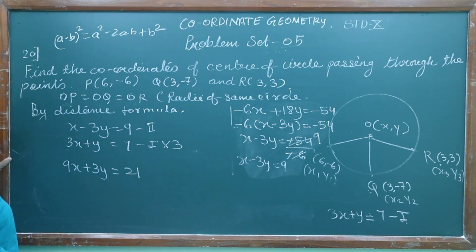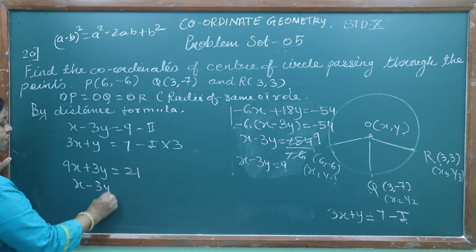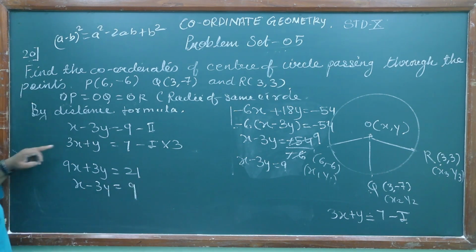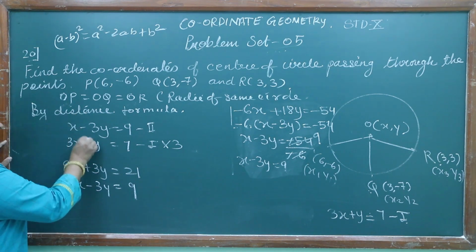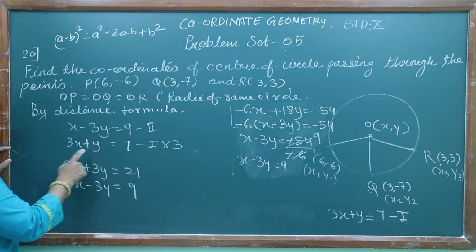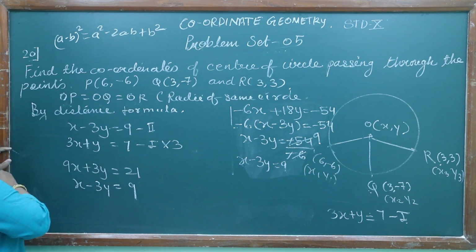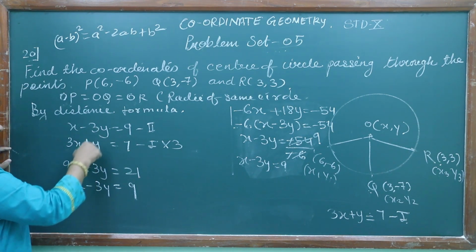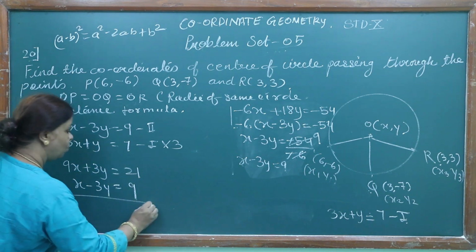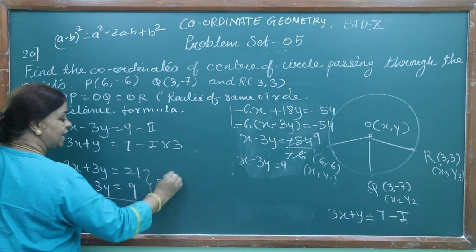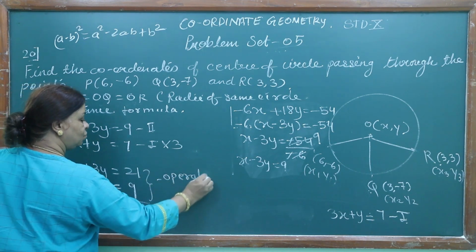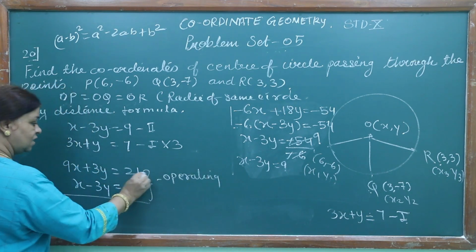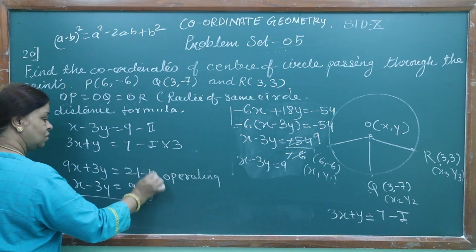And why did I do this? See, let me write the second equation here. x minus 3y equal to 9. Because this is minus and this is plus, if these two terms are the same, I can eliminate them. To eliminate one of the terms, I multiplied the first equation by 3. So see, now both became equal. So now I will operate on these. This is my third equation now.